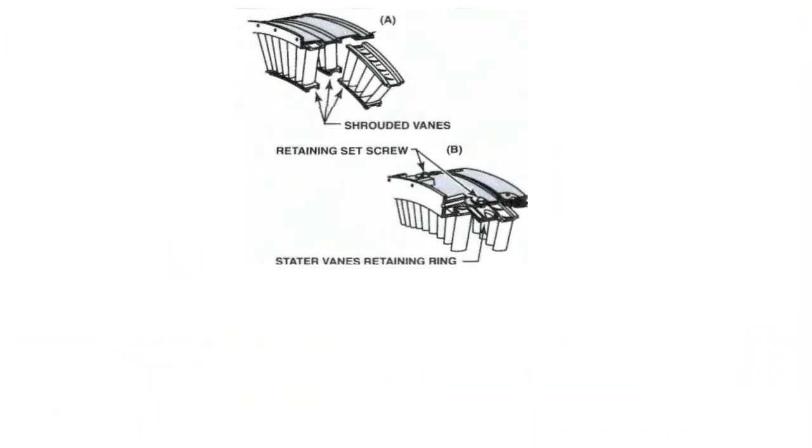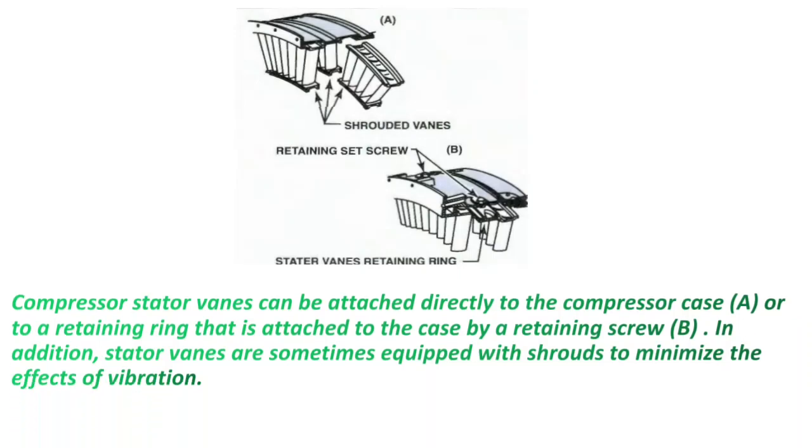Now have a look at this picture. You will see here compressor stator vanes can be attached directly to the compressor case. In figure 1, you will see the compressor case is directly attached with the compressor stator vanes, and in figure 2 you can see a retaining ring that is attached to the case by a retaining screw. In addition, stator vanes are sometimes equipped with a shroud to minimize the effect of vibration.